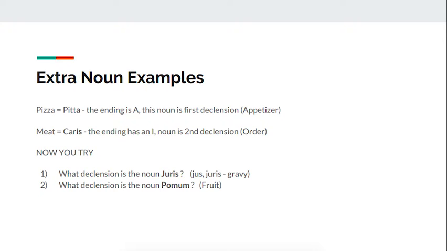Next up we have pomum, which means fruit. See if you guys can figure out this one. So in this one there's no O at the end, but remember it can also be US, UM, and stuff like that. This is going to be order, which is second declension.